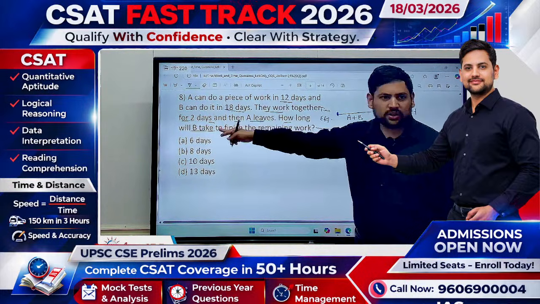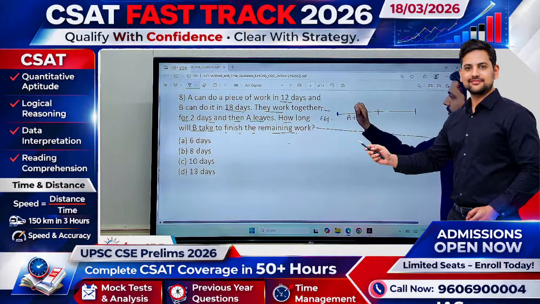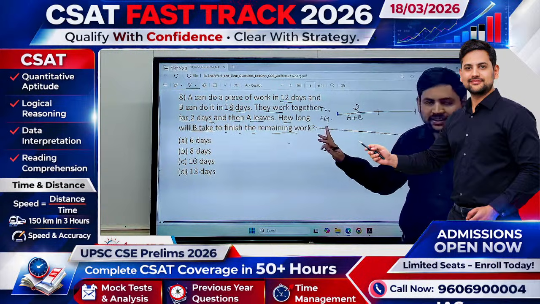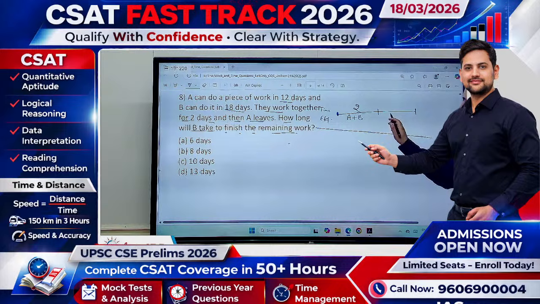They work together for 2 days. So how many days do they work together? 2. So I'll write 2 here. Correct. Then in the remaining part, A has left. So now only the efficiency of B is being counted. Correct, because A has left.